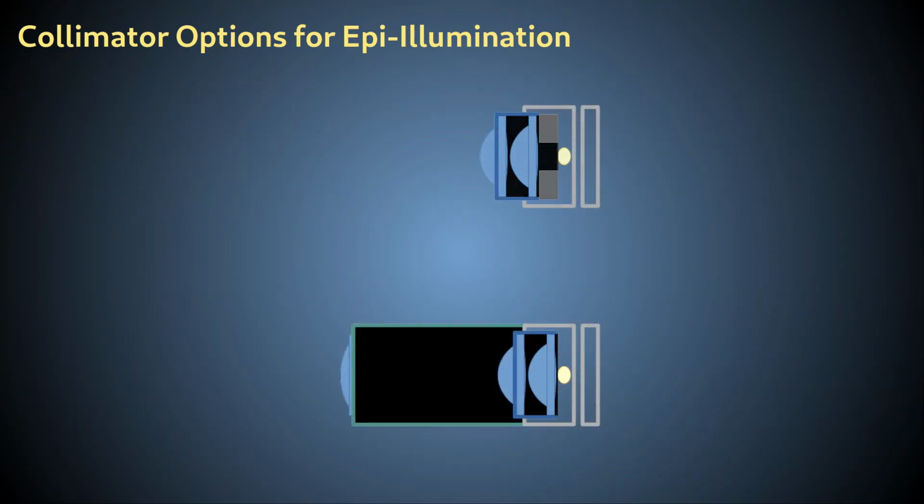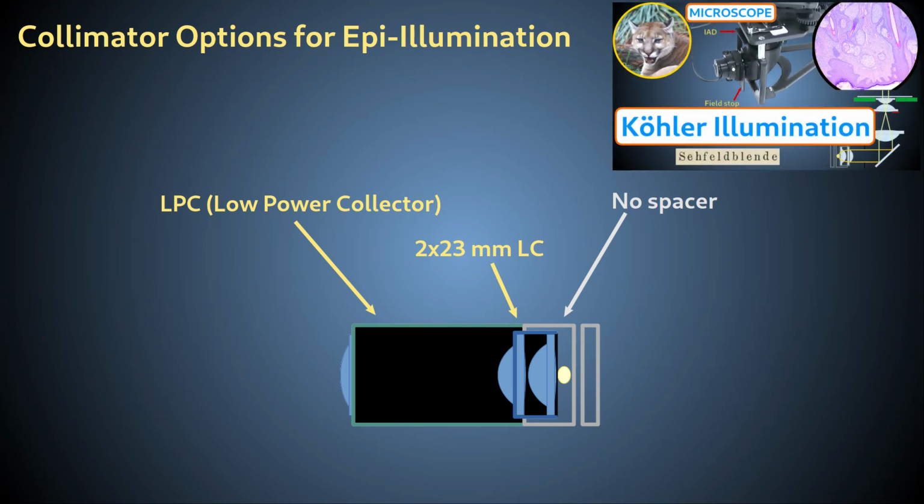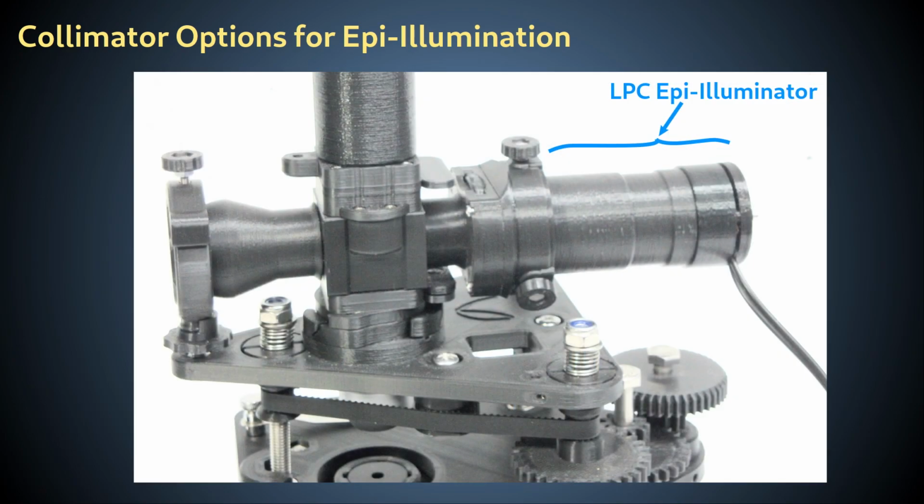The second collector arrangement uses the 2x23mm collector again, but this time it is held right up against the LED without the 5mm spacer, and also uses the LPC with its integrated front lens that was described in the video on Köhler illumination. This configuration gives the most even illuminated field for objectives of x10 magnification and above.